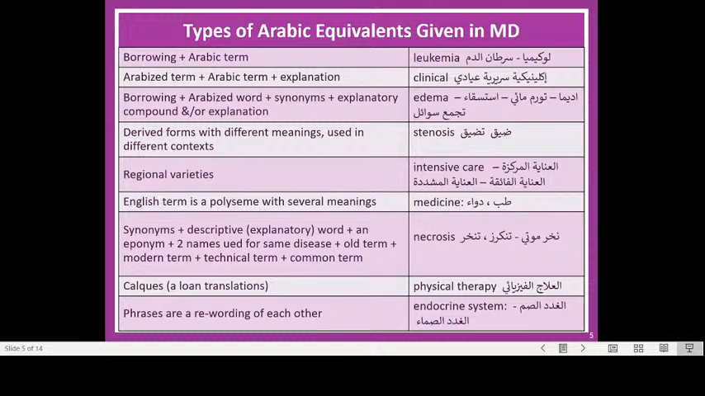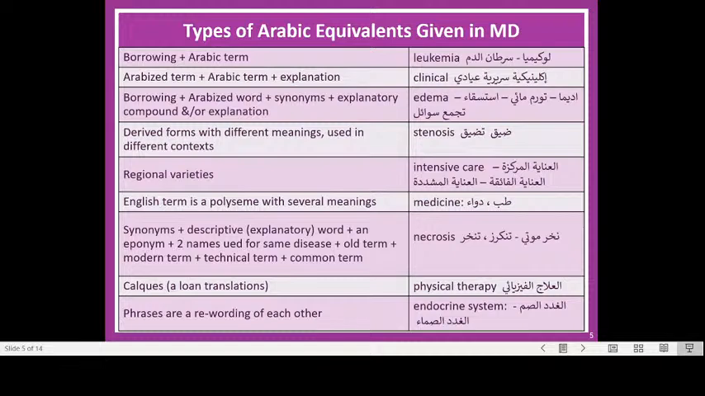The equivalents can be 2 meanings for an English term that is a polyseme with several meanings, such as the word medicine. The word medicine has several meanings. One of them is طب, the other one is دواء. That's why we have 2 equivalents.